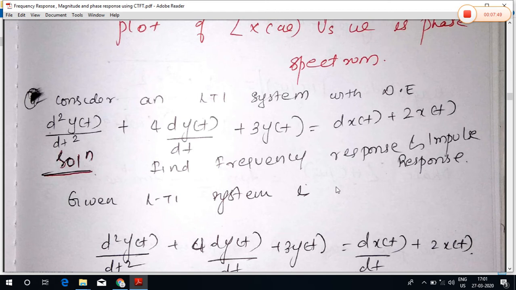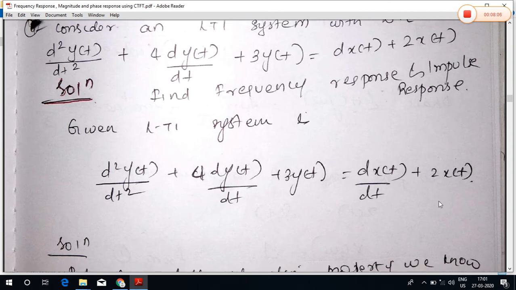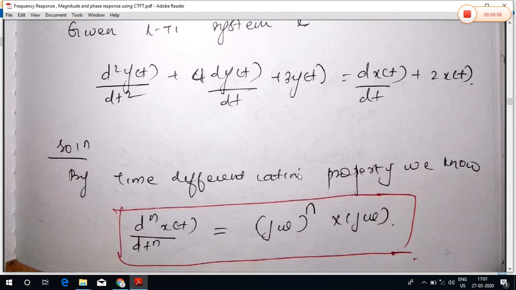We know that the frequency response and impulse response can be found as we have dealt with in the theory section. So we are given the LTI system like this, that is d square y of t by dt square plus 4 into dy of t by dt plus 3 y of t is equal to dx of t by dt plus 2 into x of t. So we'll start the problem like this: we know the time differentiation property of CTFT.